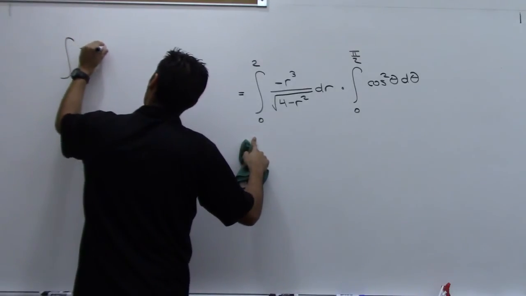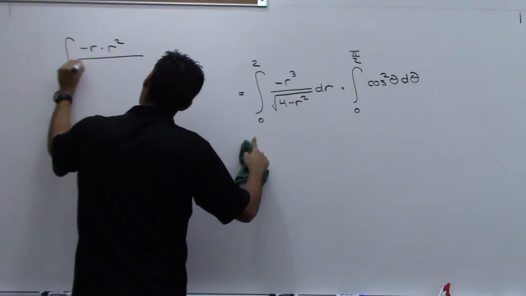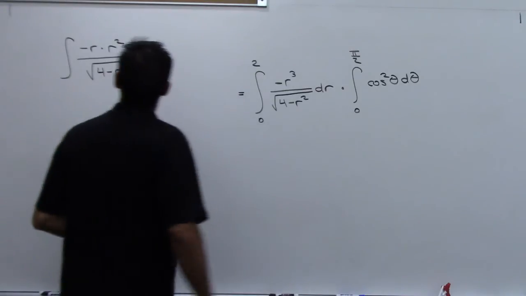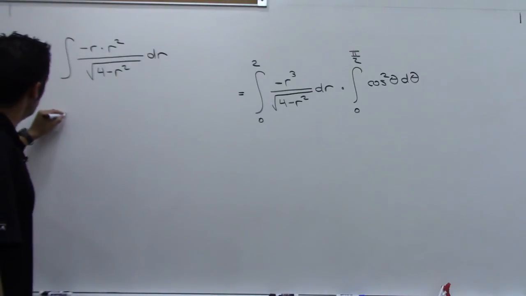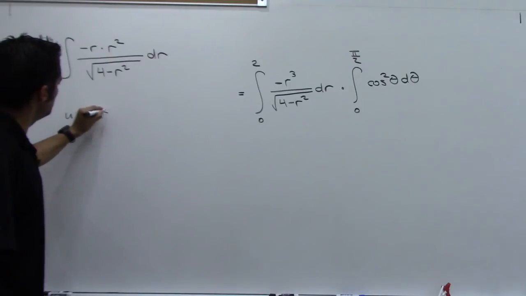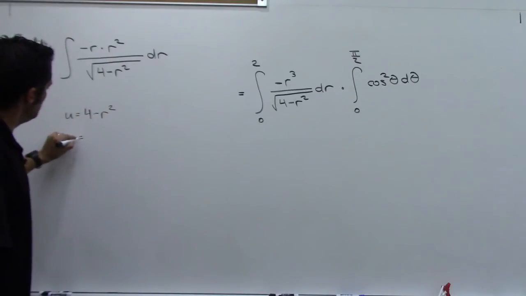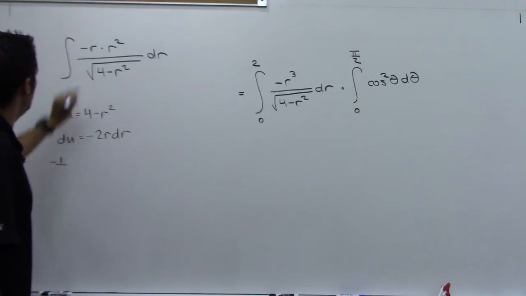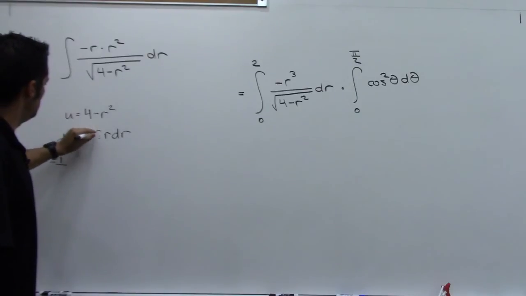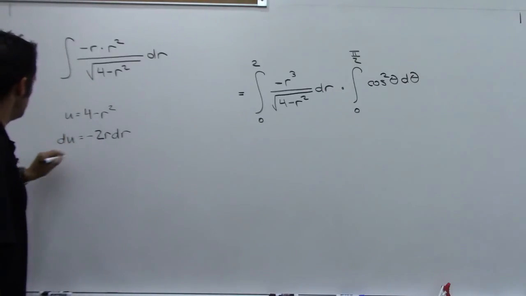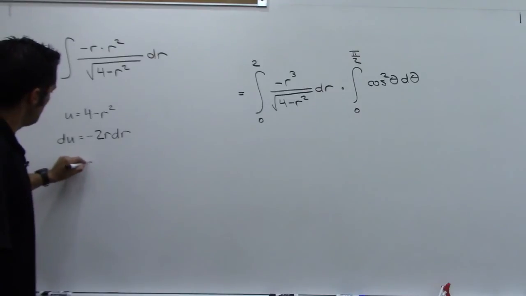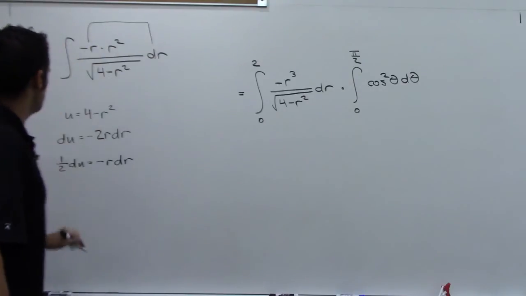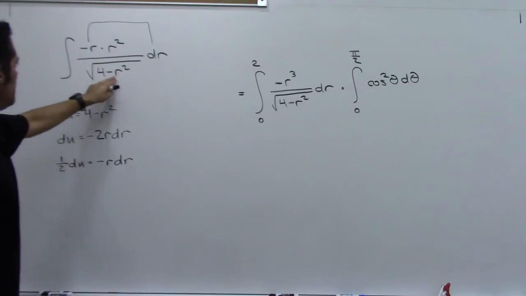How about being a little clever here? Rewriting it like this. And then I'm going to make a substitution here. U is equal to 4 minus r squared. The derivative of that is negative 2r dr, which means, I have a negative r up here. So let me just divide both sides by 2. So 1/2 du is negative r dr. So what I notice is negative r dr is going to become 1/2 du. 4 minus r squared is u.